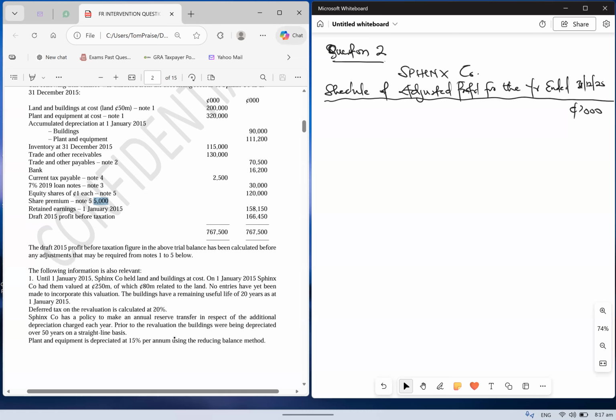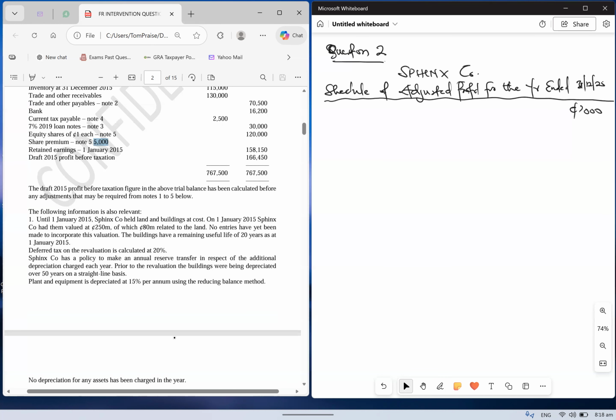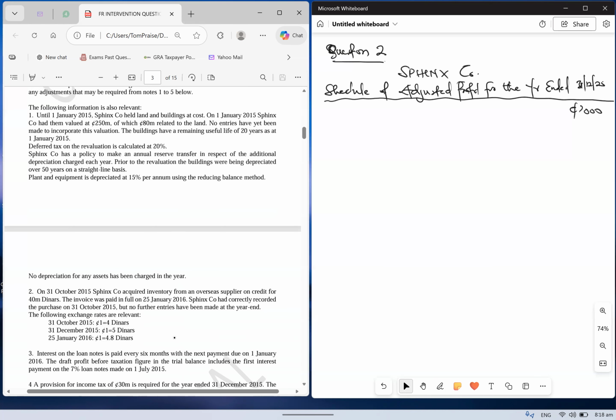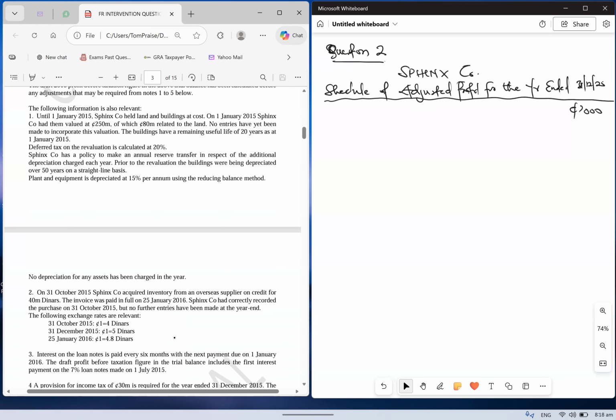The deferred tax on revaluation is calculated at 20%. Sphinx Company makes annual reserve transfer in respect of additional depreciation charge each year. Prior to the revaluation, the building were depreciated over 50 years. Then plant and equipment is depreciated 15% per annum using reducing balance method. No depreciation for any asset has been charged. So that is your note 1, and we will take our time to break it down.